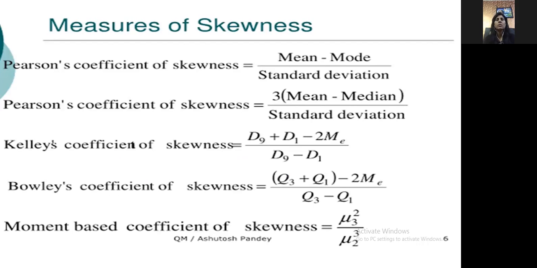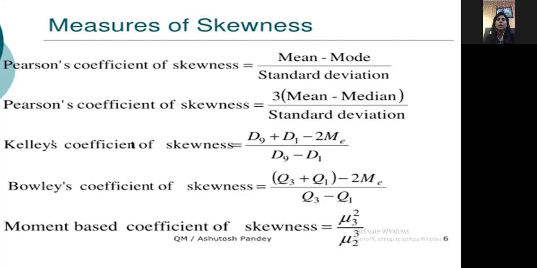The first is Pearson's coefficient of skewness, when we take the difference from the mode. The second is Pearson's coefficient of skewness when we take the difference from the median, so the formula gets changed. The third is Kelly's coefficient of skewness, where we use deciles. The fourth is Bowley's coefficient of skewness, where we use quartiles. And the last is the moments based coefficient of skewness.